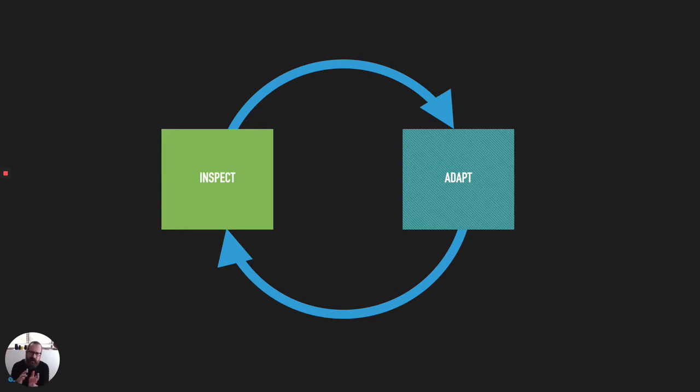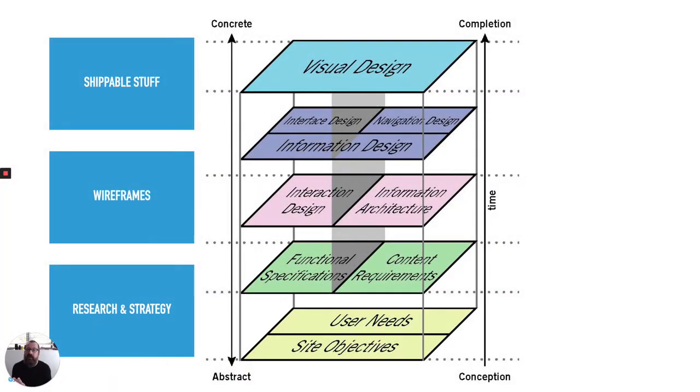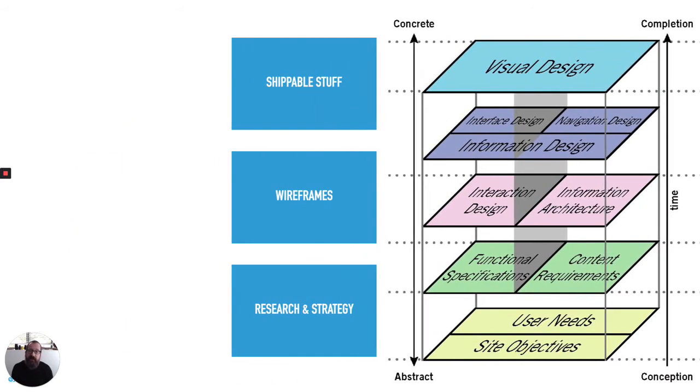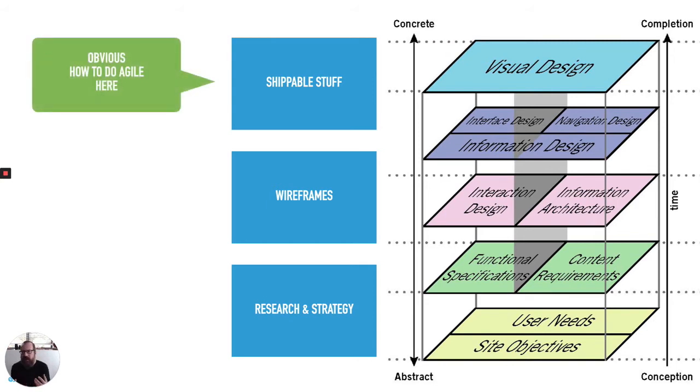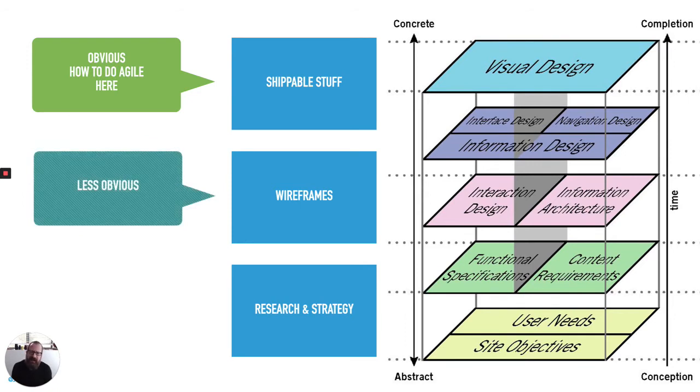It's a continuous loop. It's not a linear double diamond or triple diamond or whatever. It's an ongoing inspect and adapt loop. Now, that works really, really well for certain parts of the design process, right? That Agile loop. It's pretty obvious how you adopt that Agile loop at the surface layer, right? You're making shippable stuff over and over and over again. It's not that different from making code, just in terms of process. It's less obvious how you do it as you start to push down the layers, though.